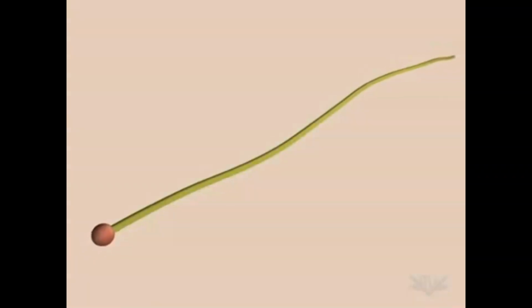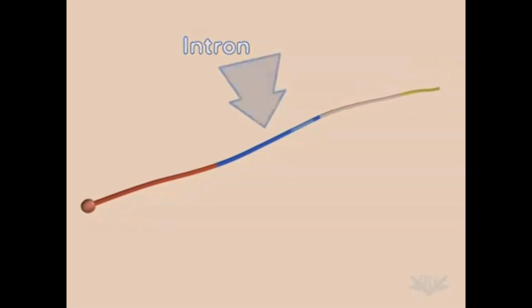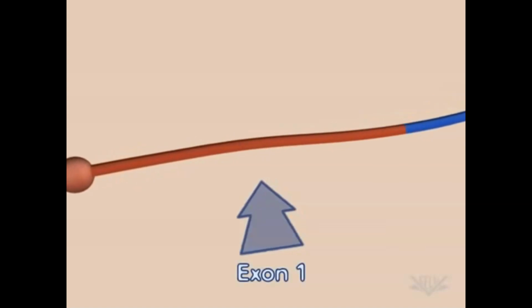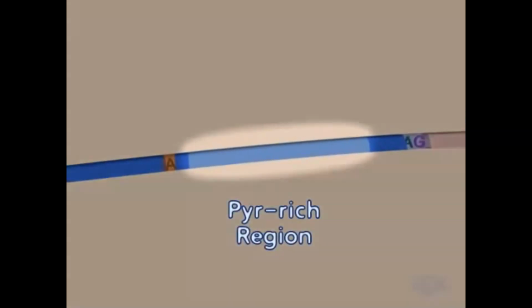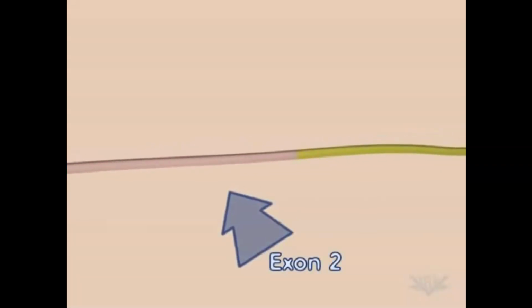Here we see an RNA molecule with a single intron. Several signals exist within the intron that are used in the splicing process. From the 5' end of the intron, these are GU, the A branch site, a pyrimidine-rich region, and the 3' AG. The GU and AG sequences define the beginning and end of the intron.